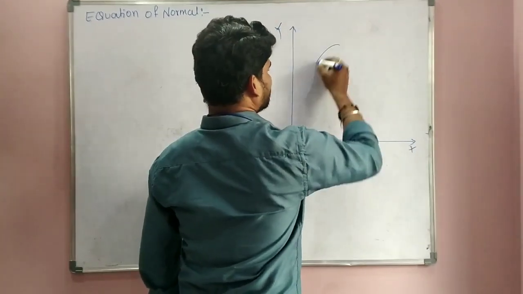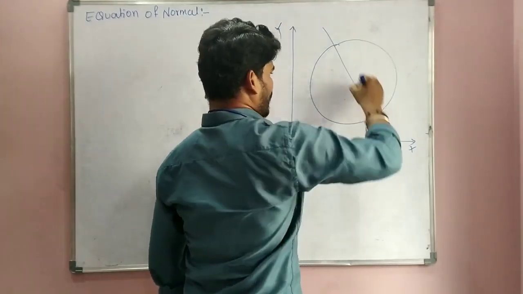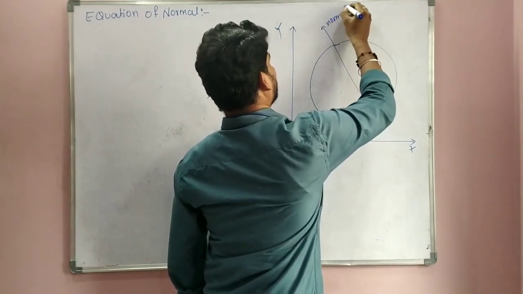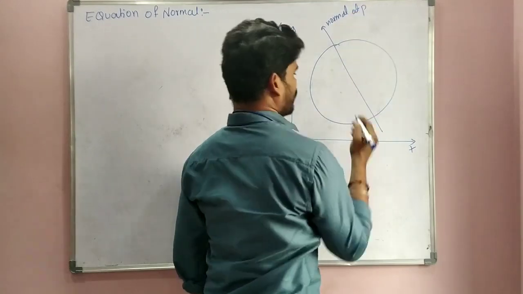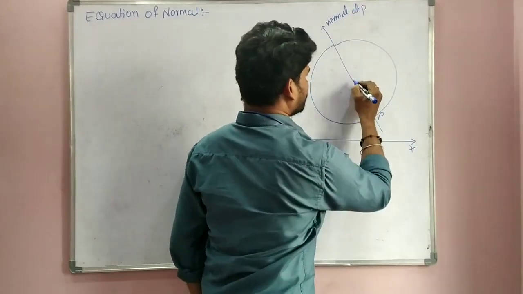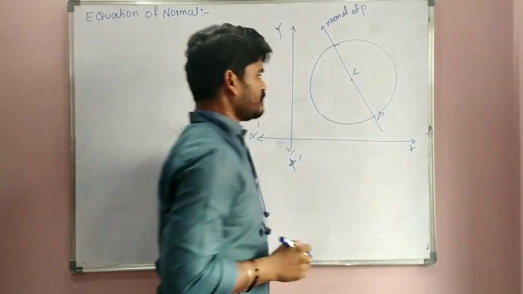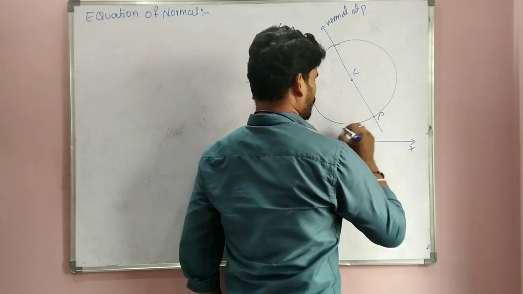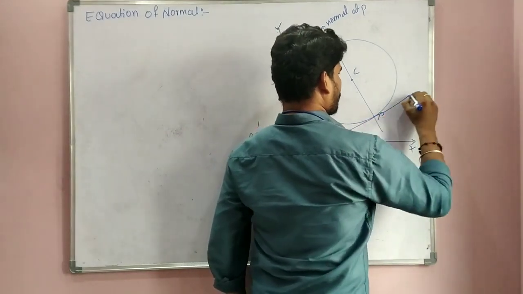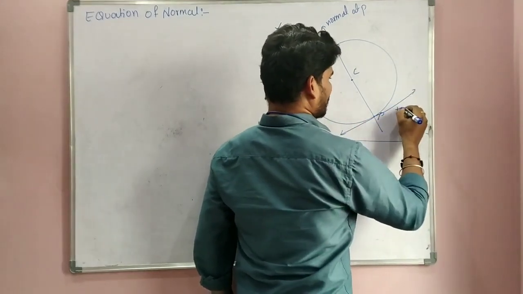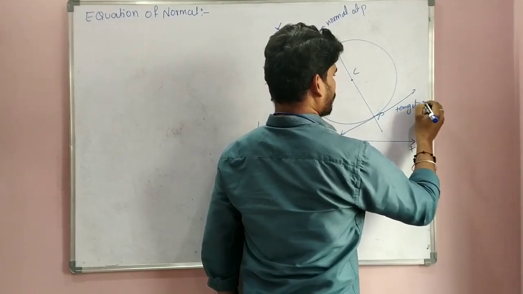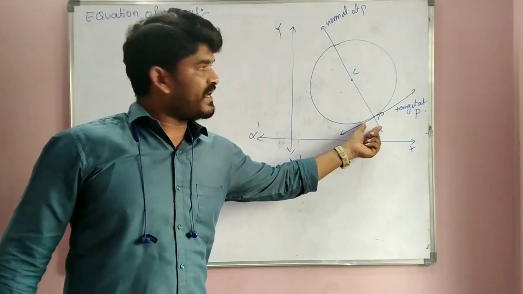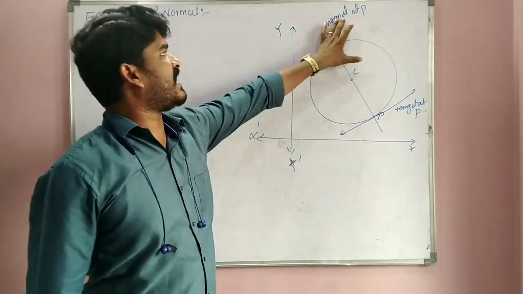This is the circle, and the line is the normal at P. This is the point P. This is the center point C. Here this is the tangent at P. This is the tangent at P, and this is the normal at P.